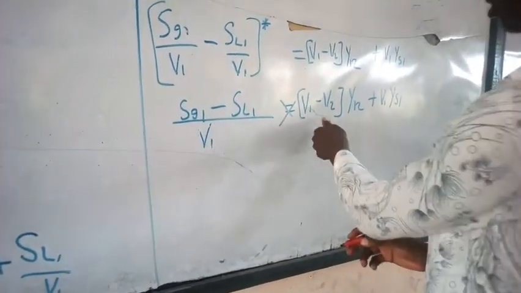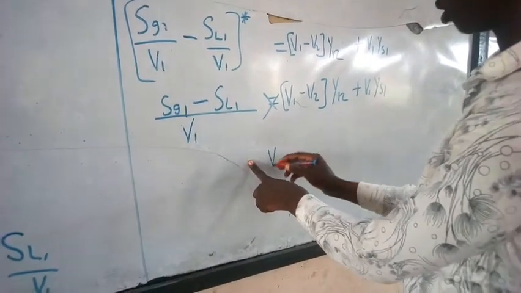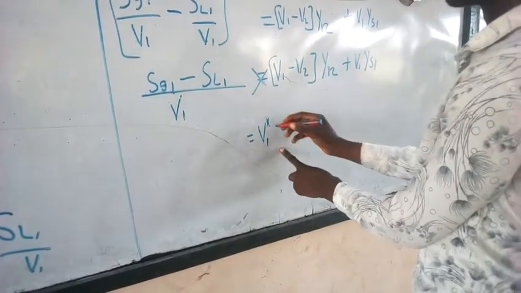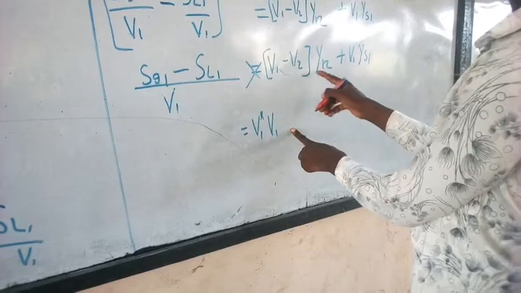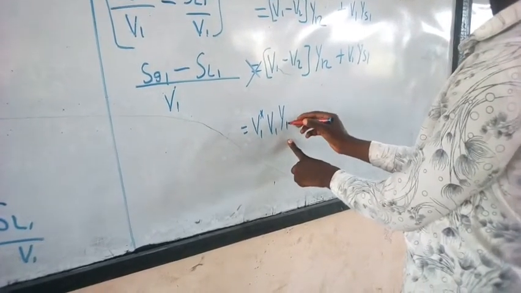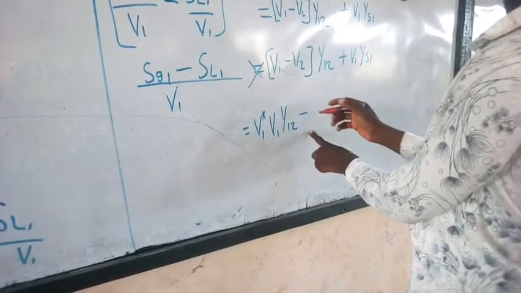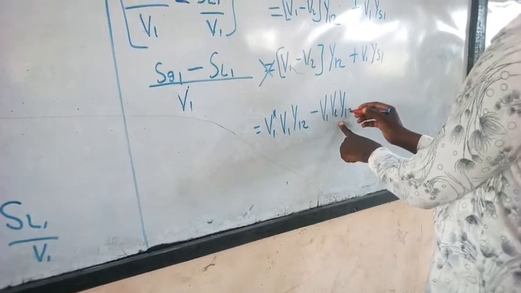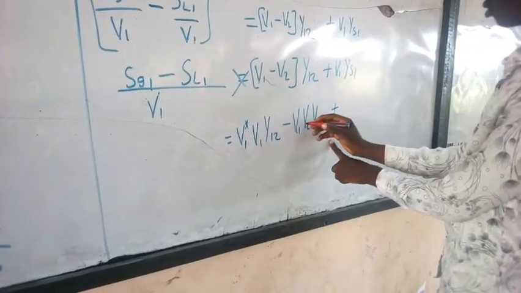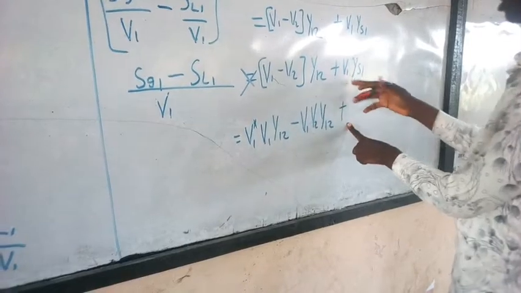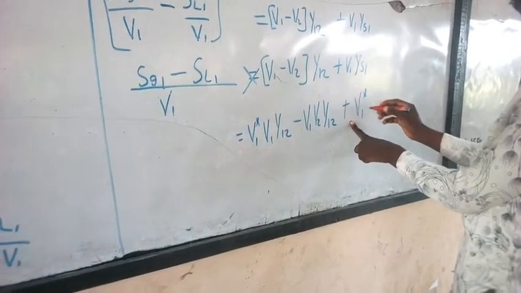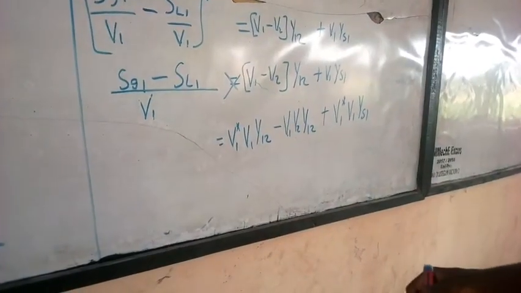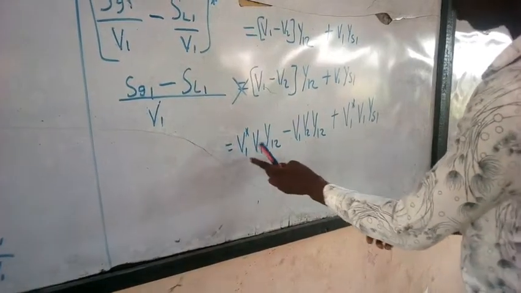Now V1 times V1 will give us V1 asterisk. This V1 here, and this Y12 times this V1 will give us Y12, minus V1 times V2 gives us V1 V2, Y12 times this will give us Y12, plus this V1 multiplied by this V1. You have to write V1 asterisk and you have the V1 and YS1. So from this point here, we have V1 here, V2.